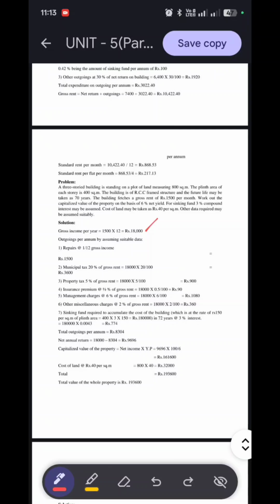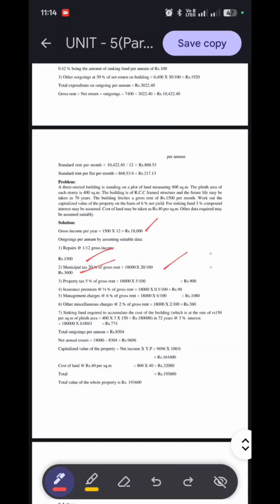Outgoings per annum, assuming suitable data in the question. So, adding all the outgoing values mentioned. First, repairs at 1 by 12 of gross income. So 18,000 divided by 12, that is 1500 rupees. Next, second outgoing, municipal tax 20% of the gross rent. Gross rent is 18,000, so 18,000 into 20 divided by 100. Now the value is 3,600 for the municipal tax.